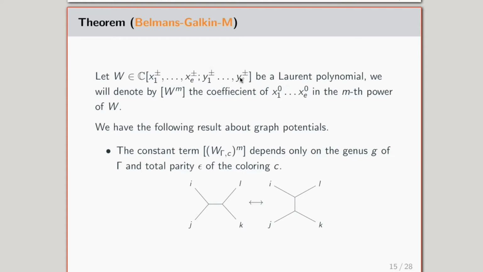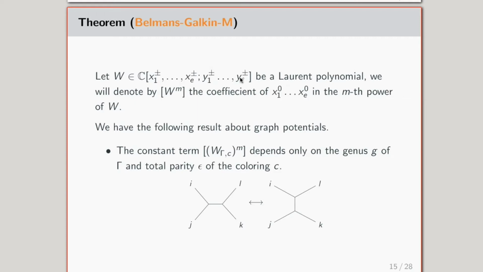So suppose you have a Laurent polynomial in a bunch of variables. Let's say the x variables and the h variables, like 2 sets of variables. Then you take the mth power, and then you can look at the coefficient of the 0th power, where the power of the x's is 0. We are going to denote it by this square bracket, w to the power m. And the first theorem that I want to state is that, though as I showed you in the examples, if you change the graph, the function changes, what doesn't change is the constant term of w, the constant term of the powers in the edge variables.